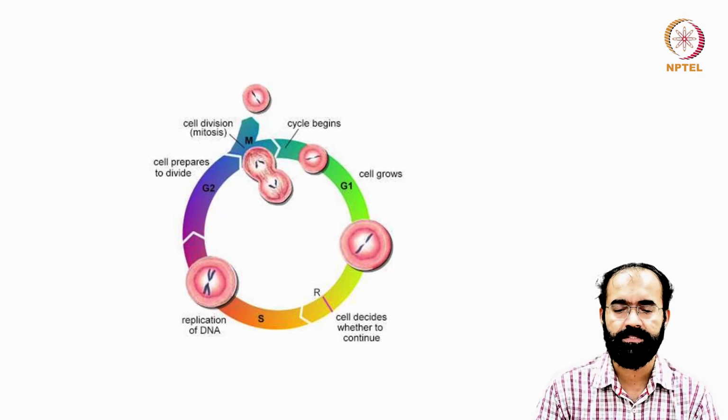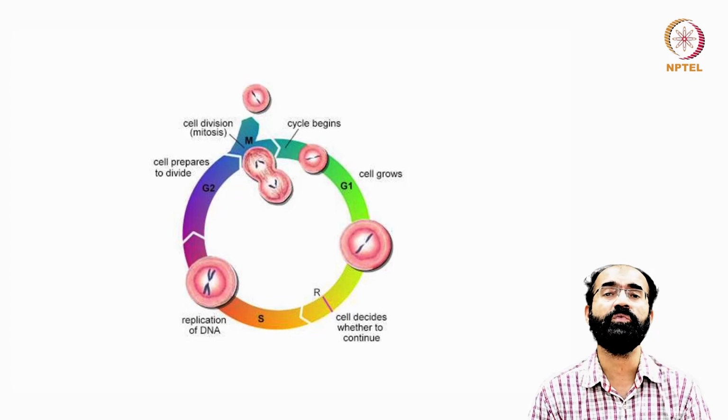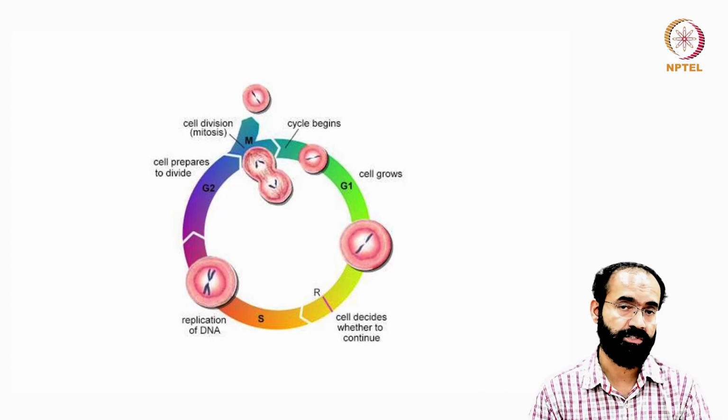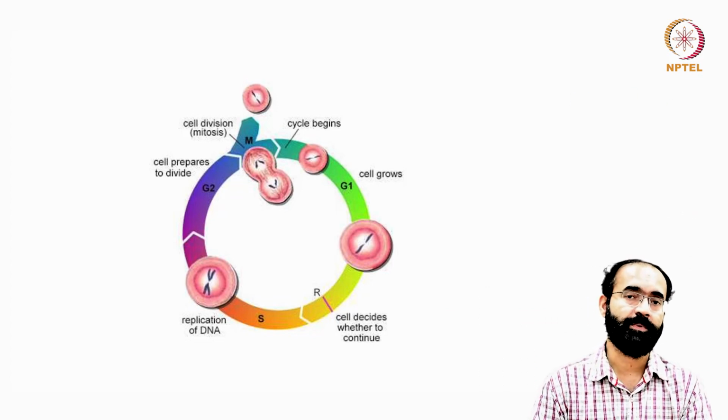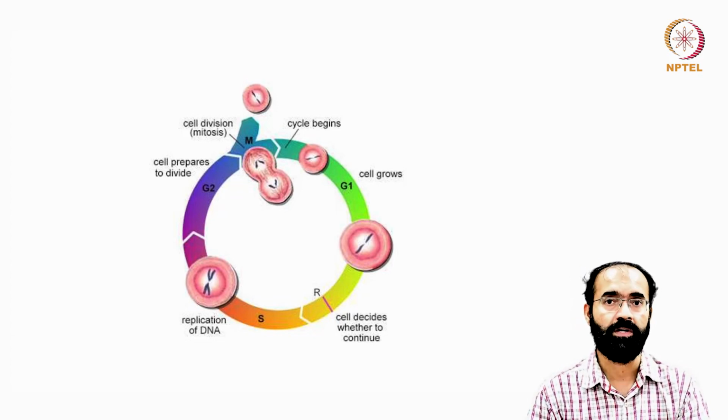This G stands for growth, basically. So this is growth 1 and this is growth 2. Growth 2 has nothing to do with the homeostasis function. That growth 2 is mainly preparing the cell for doing mitosis. So the gene expression, protein production, etc. that are required happen with one goal in mind.